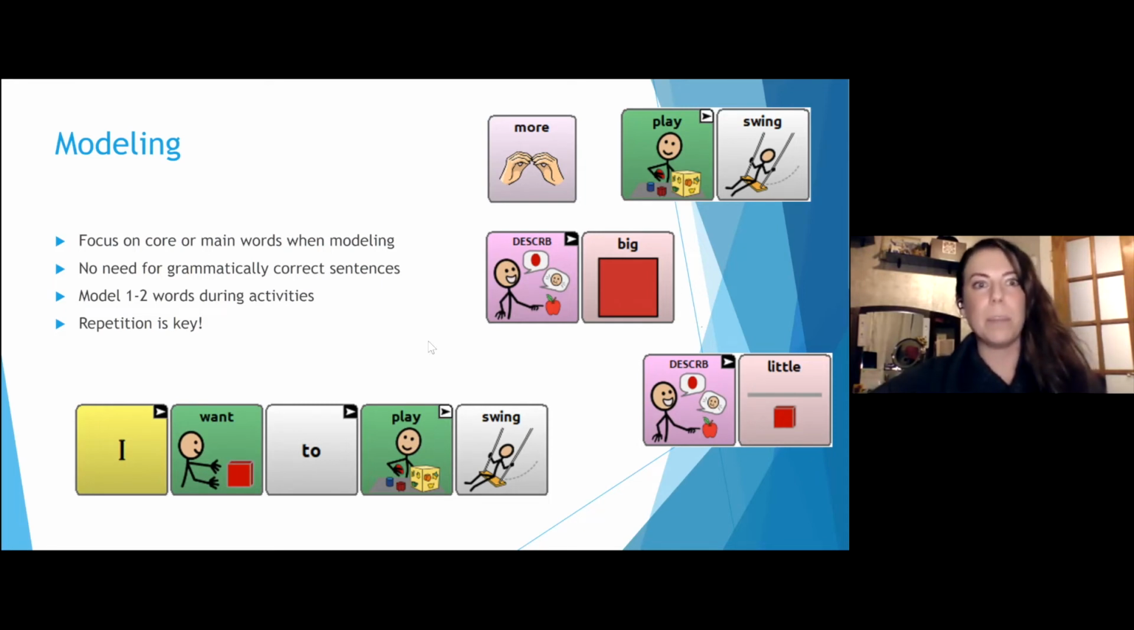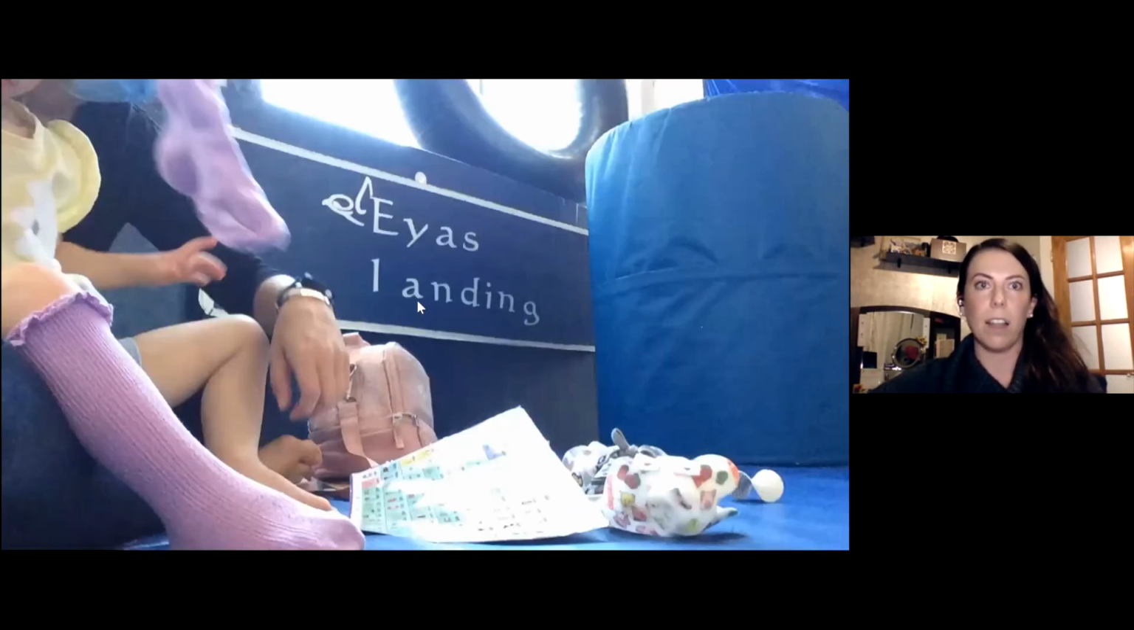So typically in the beginning, talking about modeling maybe 1 to 2 words during the activity. So then that way you feel confident in incorporating the words within the activity and in building that communication. And then repetition is going to be a key factor. You want to create a lot of repetitive experiences. So then that way they are going to be watching, and then they are given the opportunity to request or comment or use the thing that you're modeling as well.